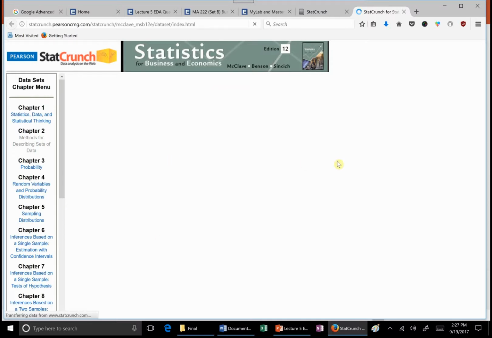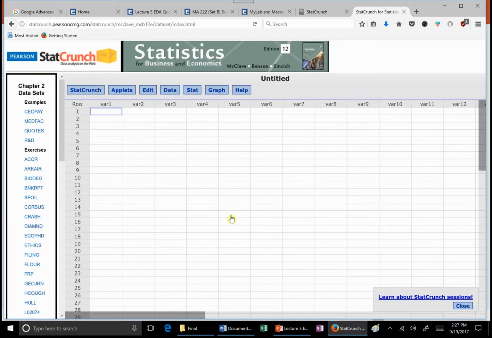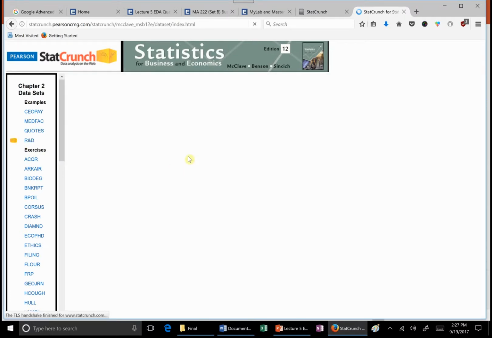And you're going to get a new window that's going to open up. And so for every chapter, it's going to list the data sets. You can click on that. It'll automatically load it. So we're in chapter 2. And notice how the data sets are kind of partitioned. So all of the data sets that are actually worked out in examples in the book, they're at the top. Okay? So we're going to click on R&D. And then all the data sets that are referred to in the exercises, those are going to be down below. So let's go ahead and click on R&D. And it should automatically open up in StatCrunch.